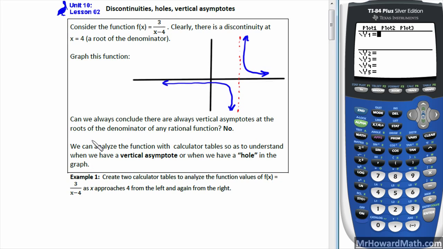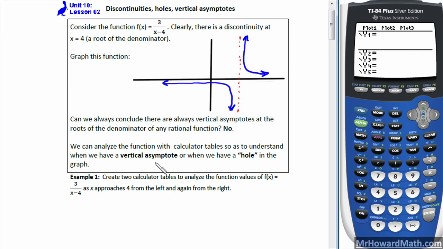So the question is posed, can we always conclude there are always vertical asymptotes at the roots of the denominator of any rational function? And that is a no. We're either going to have a vertical asymptote there, or we're going to have a hole in the graph, and we're going to be looking at what causes a vertical asymptote versus what causes a hole. We can analyze the function with calculator tables so as to understand when we have a vertical asymptote or when we have a hole in the graph.